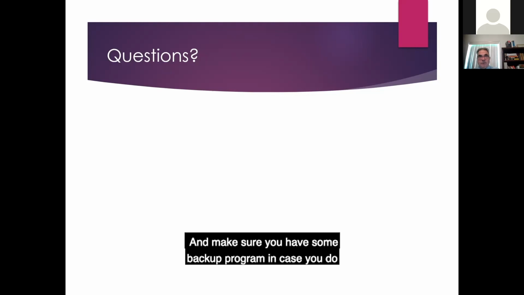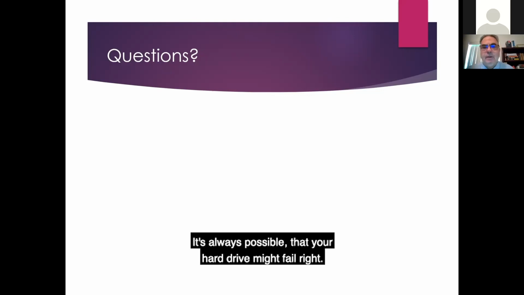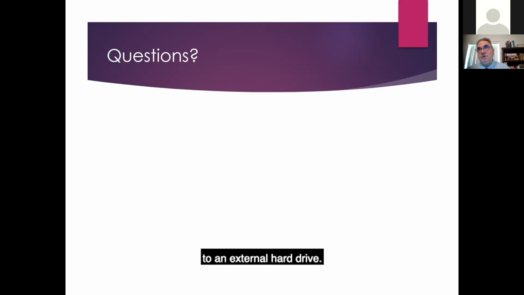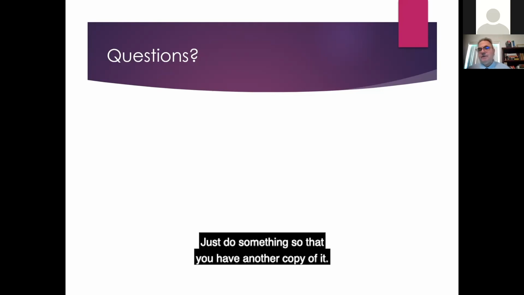Of course, there's Consumer Reports to look at the different options that are out there for you. And make sure you have some kind of backup program in case you do get hit or your computer dies. It's always possible that your hard drive might fail, right? So you want to keep your data backed up. There's Dropbox. You could back your stuff up to an external hard drive. Just do something so that you have another copy of it.